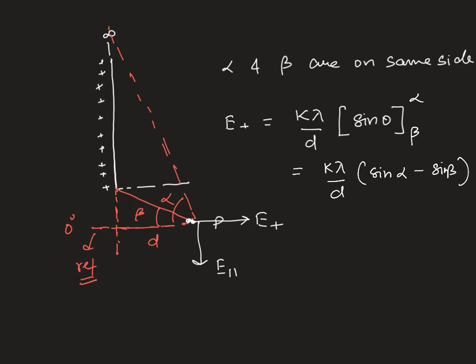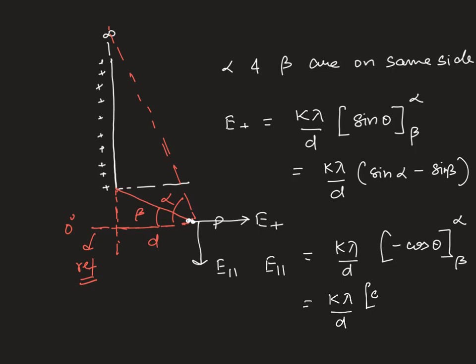Minus sine beta. If you might remember the formula for E parallel, that was K lambda by D into minus cos theta. Again, the limits were previously minus beta to alpha. This time they are going to be beta to alpha, not minus beta to alpha. And why not? I'm explaining it again. Beta and alpha are on the same sides of the reference line. So you'll have K lambda by D, cos beta minus cos alpha.